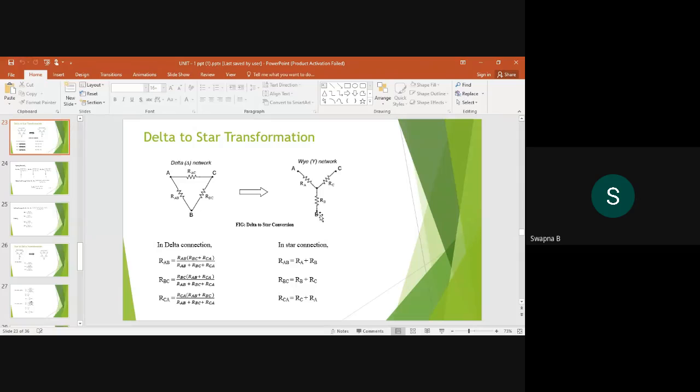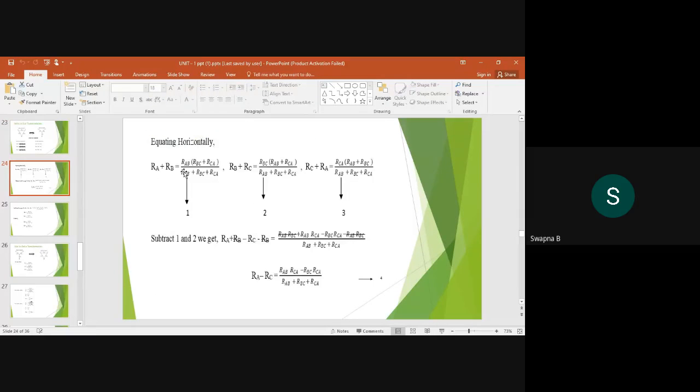Then RBC means you consider B and C, so the sum RB plus RC. Next RCA means RC plus RA. So we are getting equations for RAB, RBC, RCA in terms of star connection. Now see these six equations. From the first two equations, both left hand sides are the same. Hence I will equate the right hand sides of these two equations. I will write RA plus RB is equal to this term.